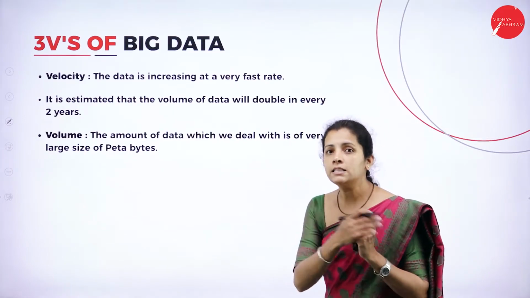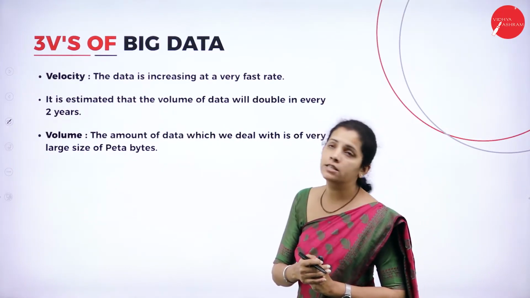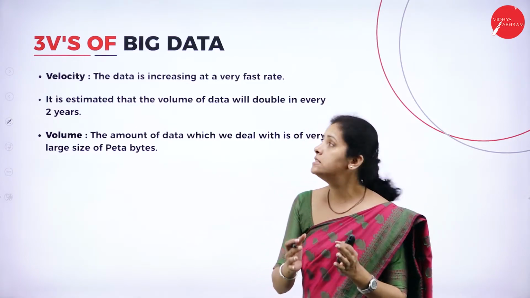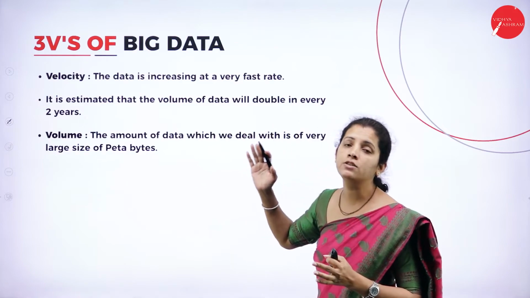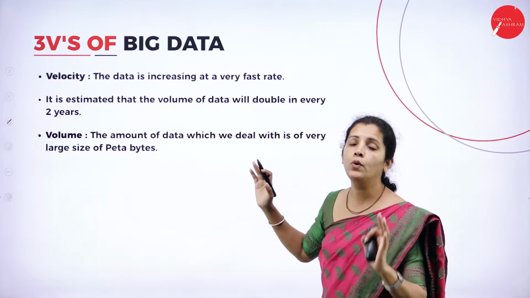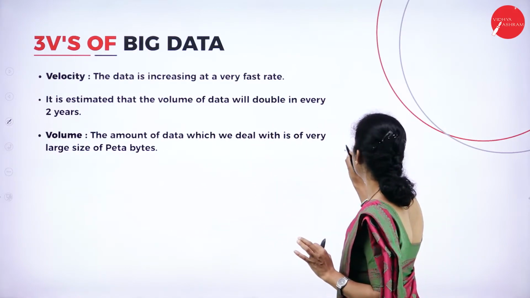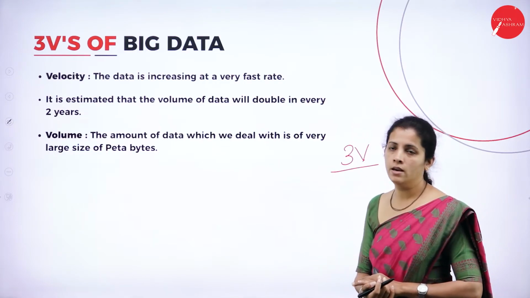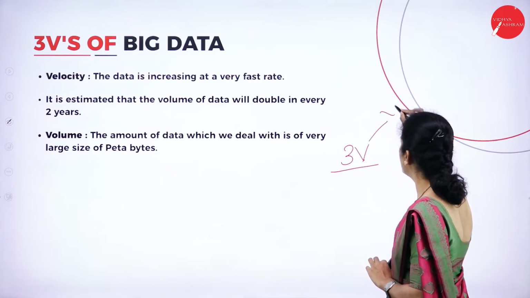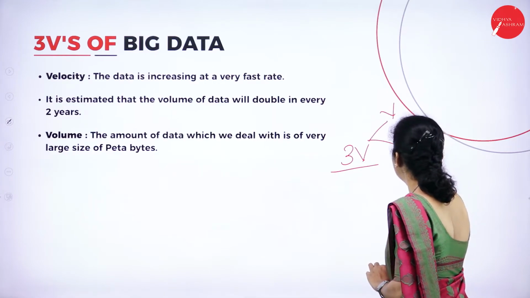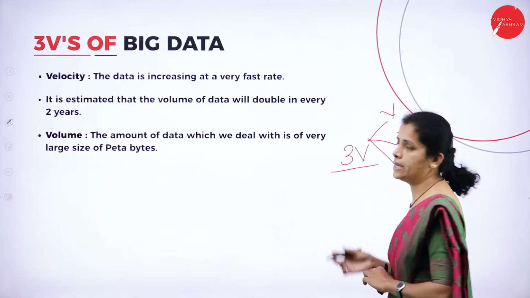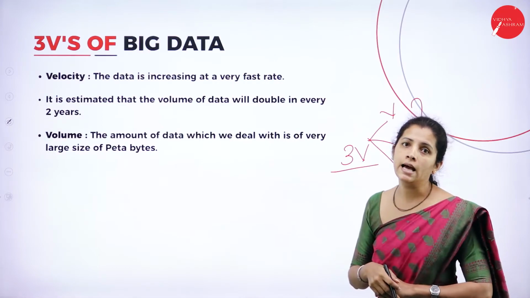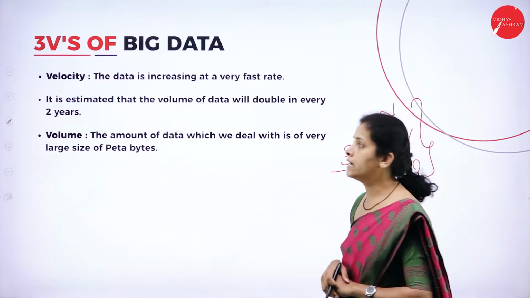Now, let's consider the characteristics of big data. So, dear student, if I consider the characteristics of big data, I'm going to come across 3V. So, how many V? It is 3V. They are velocity, volume and variety. So, these 3Vs are the characteristics of big data.